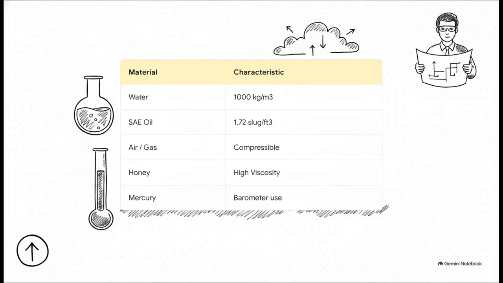It's actually wild when you look at the sheer variety of fluids we deal with in physics. Just look at this list. You have fresh water sitting at a clean 1,000 kilograms per cubic meter. But then compare that to mercury, which is an incredibly dense liquid metal we use in things like barometers. And on the flip side of that, we have gases, like air, which are highly compressible. Really understanding these baselines is basically step 1 in mastering fluid mechanics.